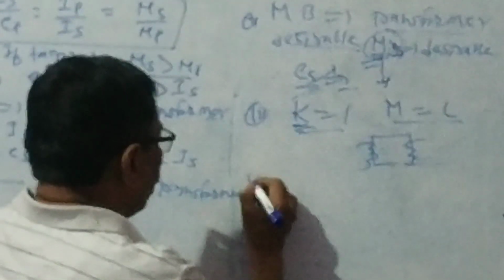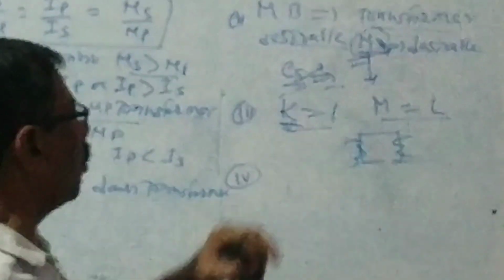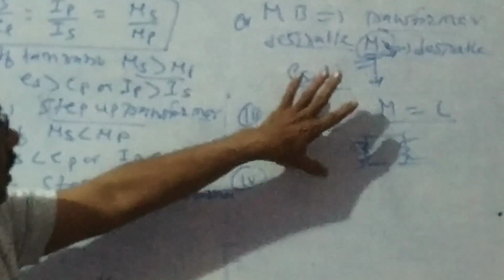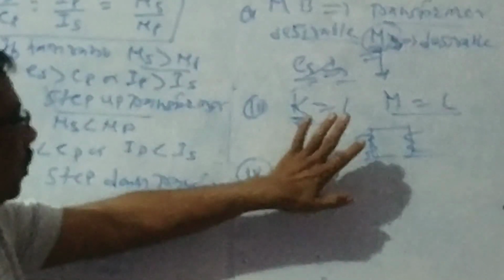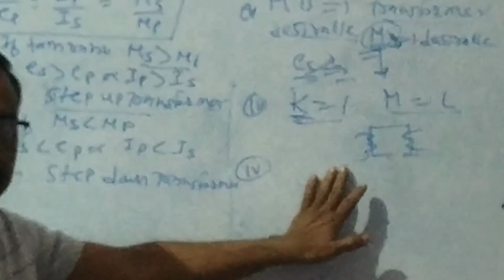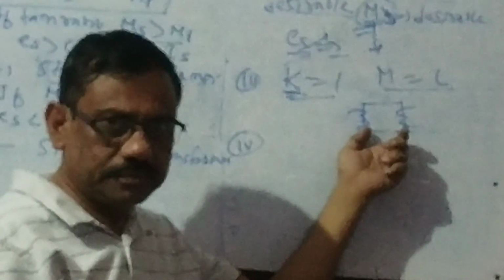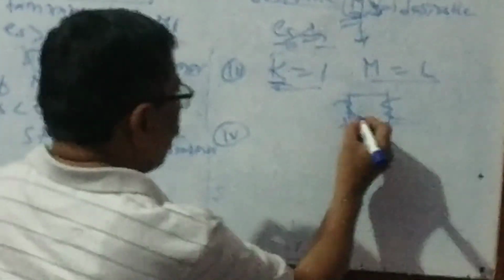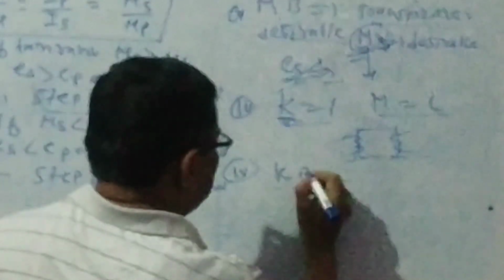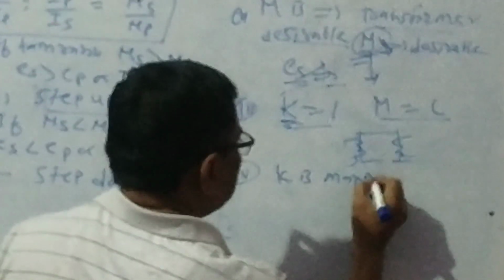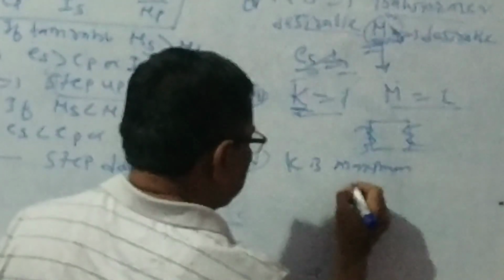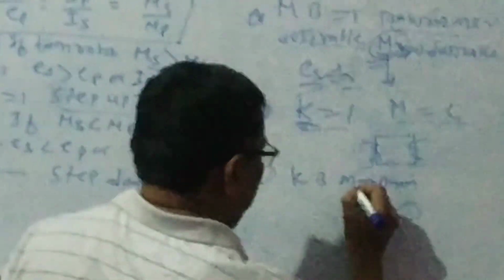Now say fourth thing is for K. Now K is unity when the two coils are wound on the soft iron core. Therefore, K is maximum when the axes of the two coils are parallel to each other. When the axes are parallel, K is maximum.